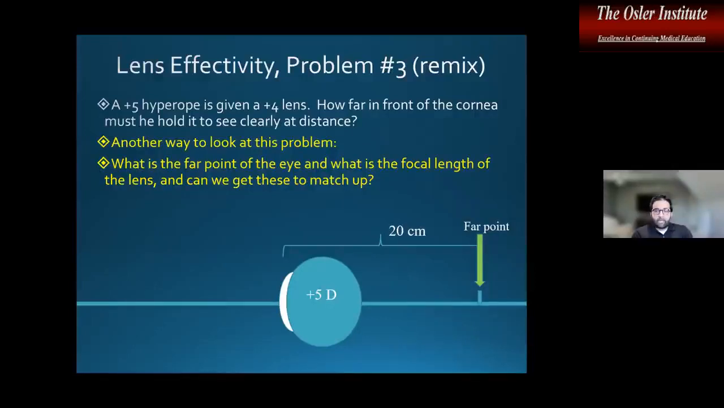Now we're going to say, well, how can we get this lens so that the secondary focal point of this lens matches up with the far point of the eye? So we know that if the lens is 4, well, its secondary focal point is 25 centimeters to the right of the lens. So we want this 25 centimeters to match up with this 20 centimeters of the eye. So therefore, the distance between these two has to be 5 centimeters.